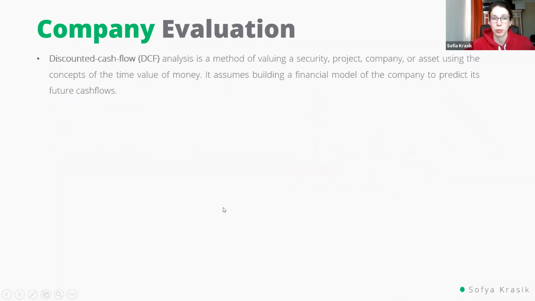Discounted cash flow model. A discounted cash flow model is also quite a popular approach.